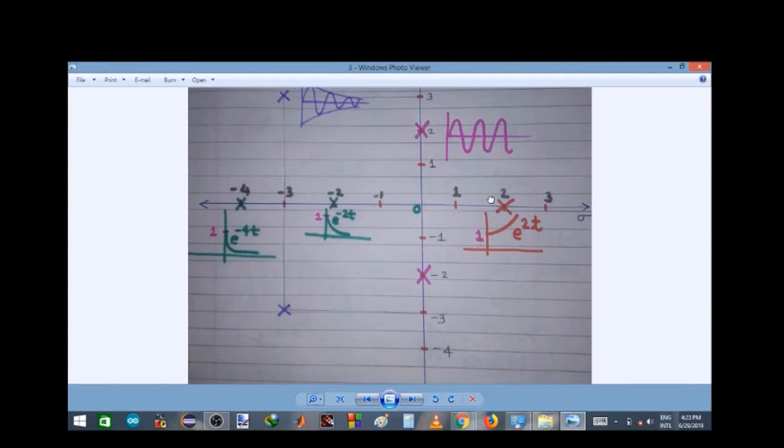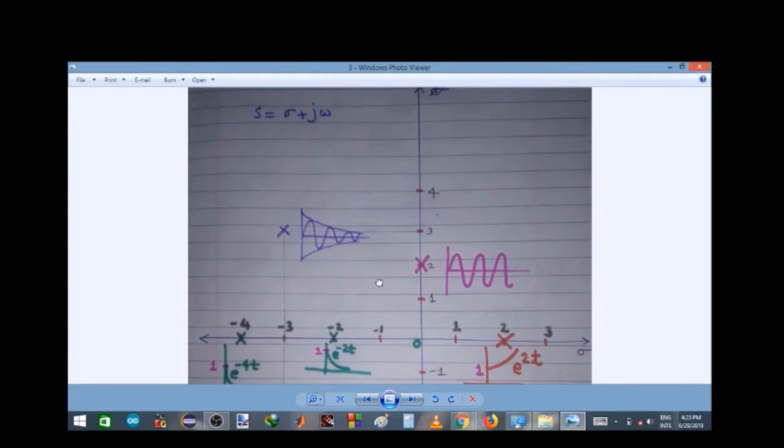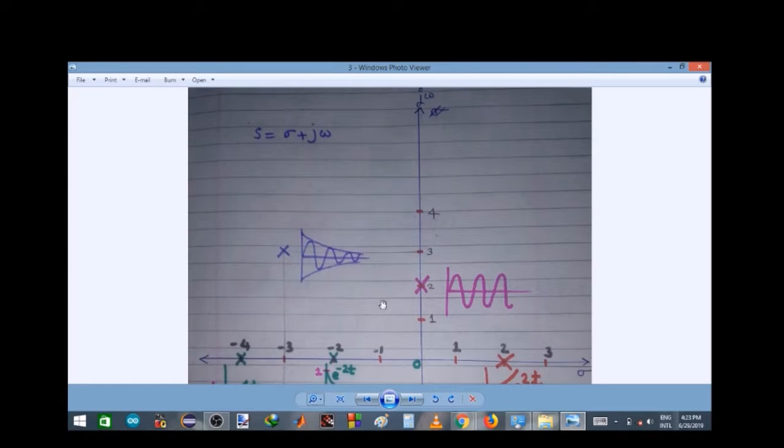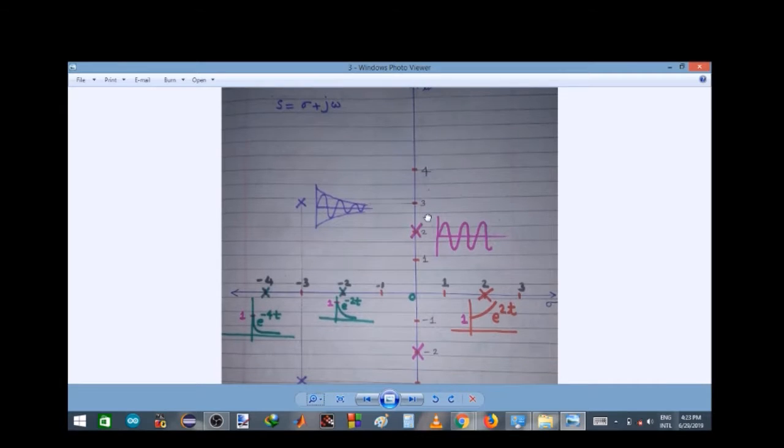Now we will look at what each and every point represents on the Laplace plane. So what is this complex variable s? It is nothing but sigma plus j omega. Since it is a complex variable, this is the real axis, sigma, and this is the j omega axis.